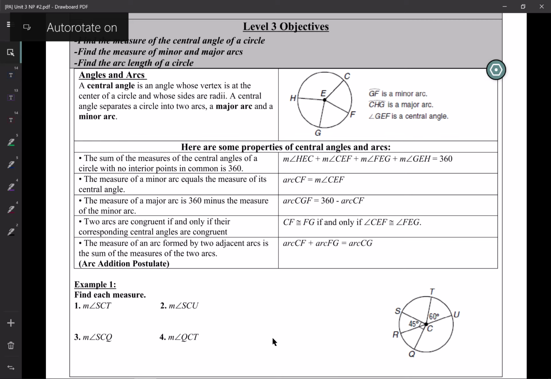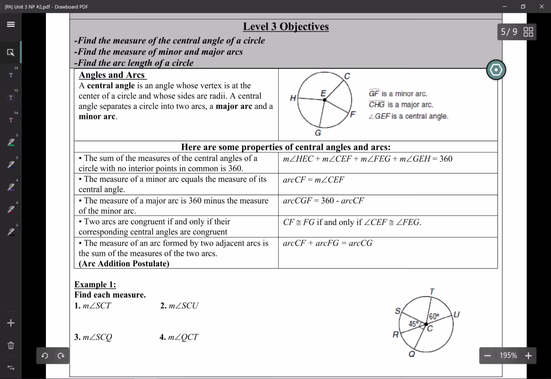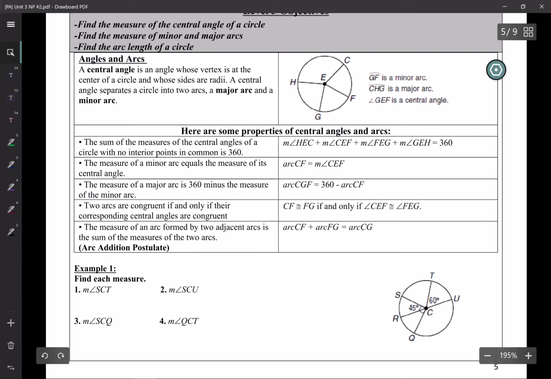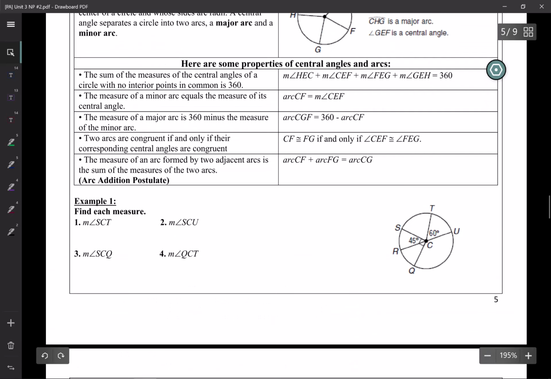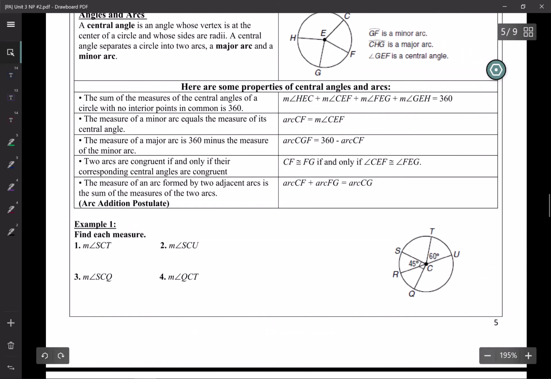So this video is going to walk you guys through Unit 3, Level 3, Part 2 notes. The main objectives of this level are all about finding the measures of central angles, minor and major arcs, and then arc lengths of a circle. There's a lot of definitions and words in here, but I'm going to highlight the three main things you would need to know.